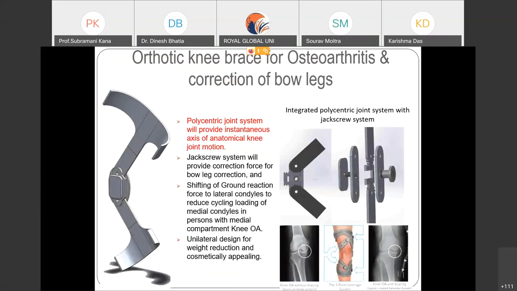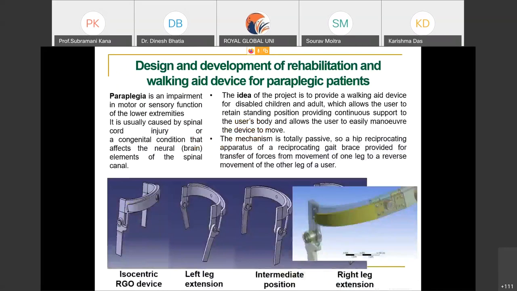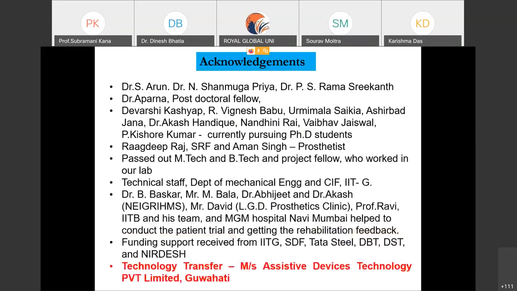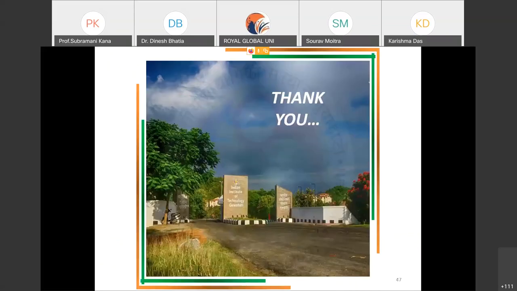This is the knee brace. For knee osteoarthritis we are working on it. And this is for the RGO. This is for the assistive device. This is our research group, and this is an acknowledgement to my PhD students, project staff, other collaborators and funding agency. With that I would like to thank you.